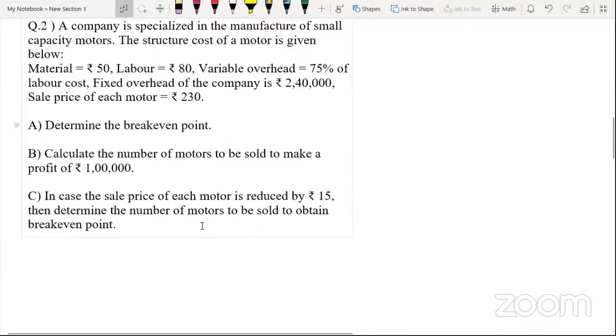Just read the question. The second question is saying that a company is specialized in manufacturing small capacity motors. They are producing motors, and they are saying the structure cost of a motor is given below. First they are saying that material cost is rupees 50, the labor cost is rupees 80, and the variable overhead is 70% of the labor cost. So these three costs they have given.